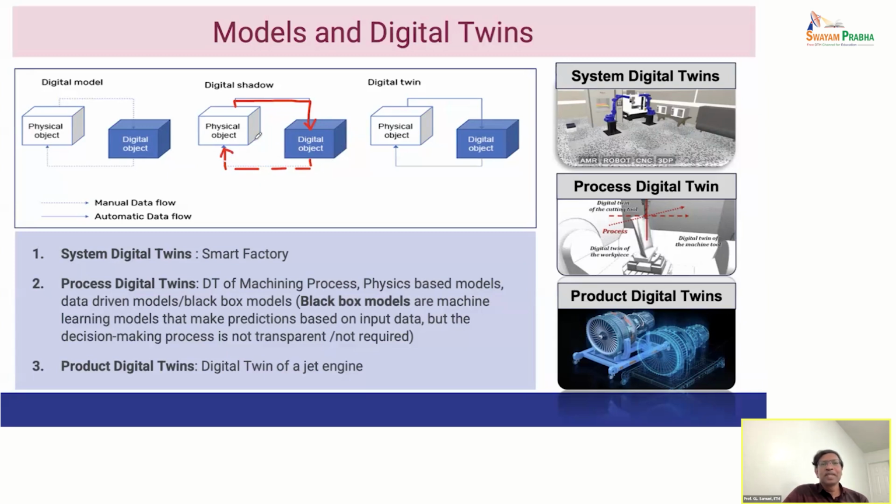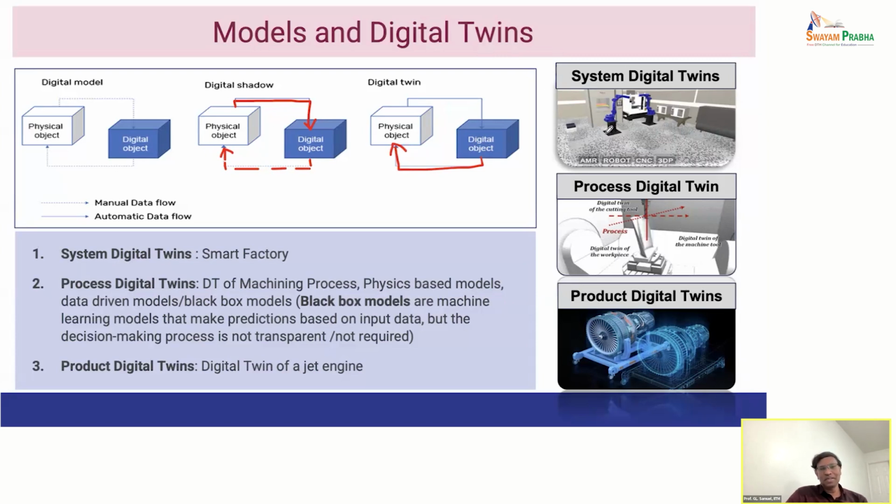For example, if I predict something here and then say that I need to set the parameters at this level, the digital object will not be able to directly tell the physical object to do that. So we need to manually note down those numbers, go to the machine, enter them and make it work. But digital twin means now the object can directly communicate with the physical system and tell it to change.